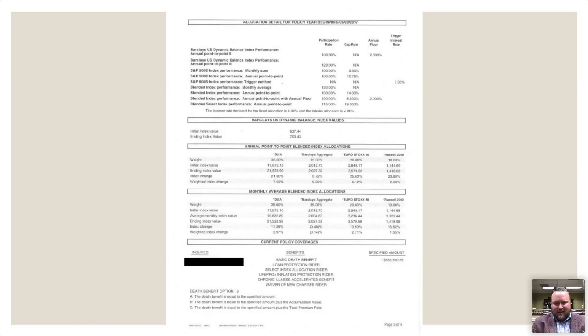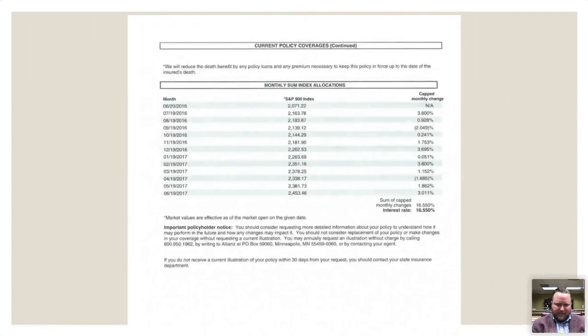So it can be complicated, as you can imagine, but there are all kinds of different options inside the policy, and this just breaks down how each of them works. So if you have this and you have some in-depth questions about it, we can get together and talk about that.